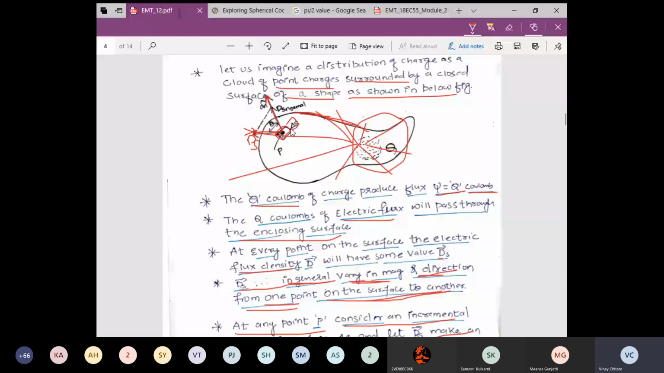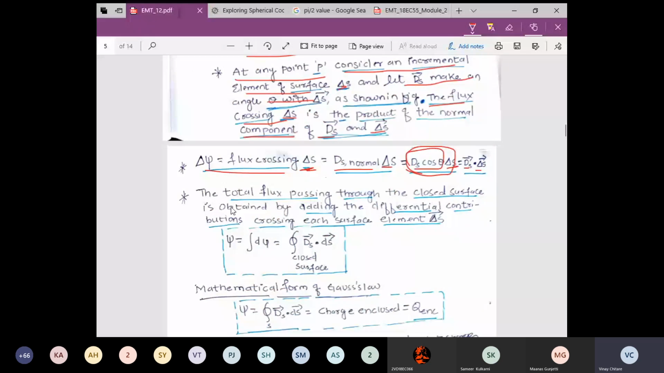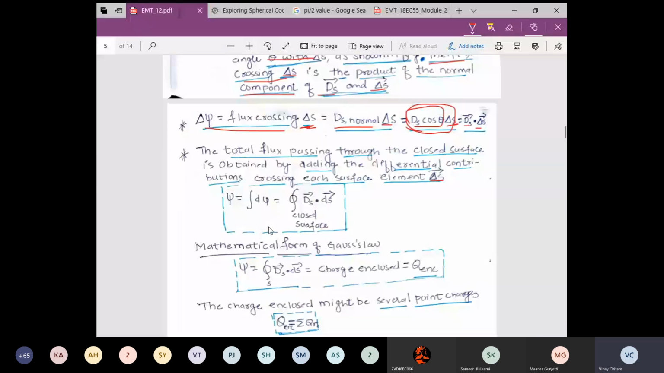You can divide this complete area into small incremental areas and find the flux crossing those incremental areas. You can divide all of them and find the flux crossing each incremental area. So the total flux crossing the closed surface is obtained by adding the differential contributions crossing each surface element delta S.